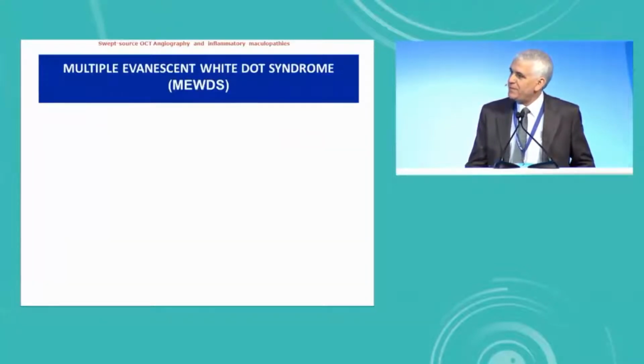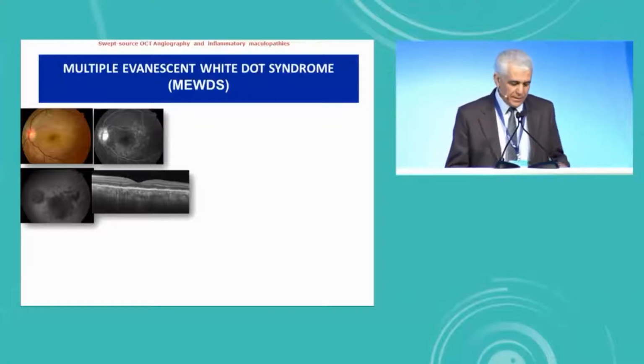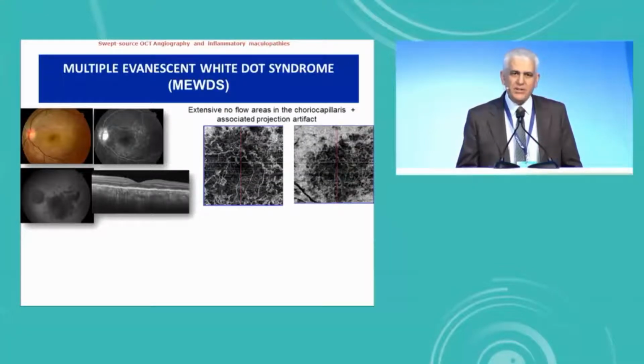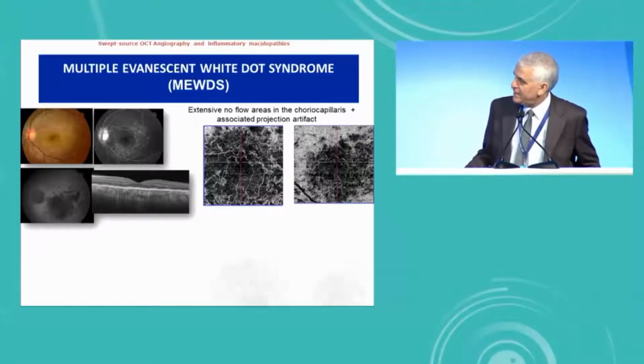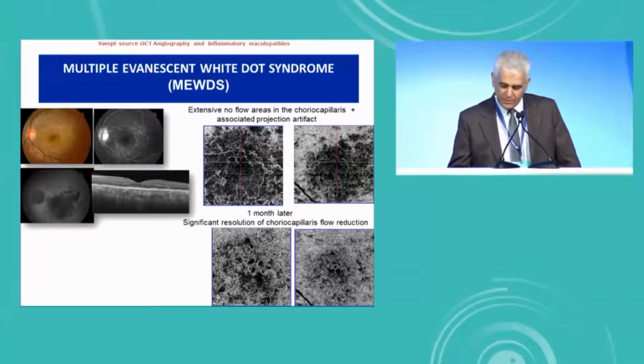The third case, this is a very atypical case of MEWDS. In these young patients, a diagnosis of MEWDS could be made based on typical clinical findings and based on fluorescein angiography, ICG angiography, and OCT. However, OCT angiography, unlike previous cases of MEWDS, in this patient shows extensive no-flow areas in the choriocapillaris associated with projection artifact. And you can see 1 month later a significant resolution of choriocapillaris flow reduction.